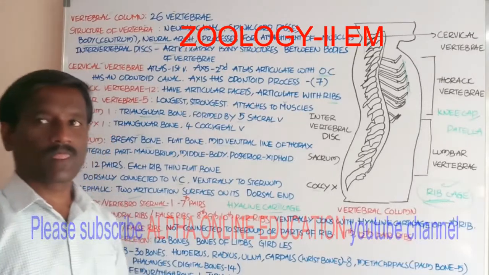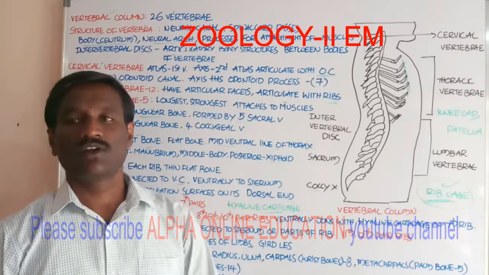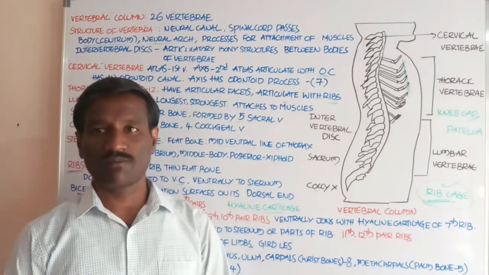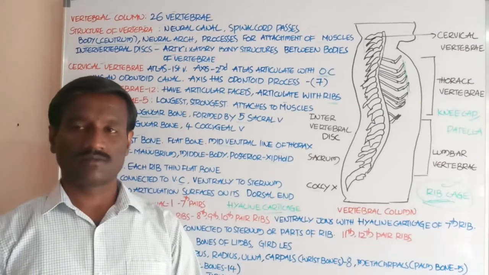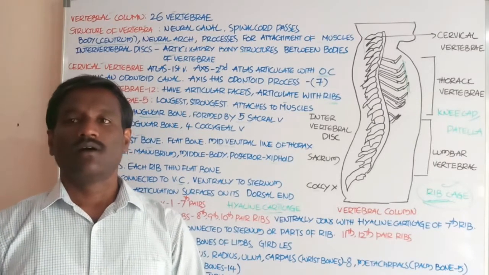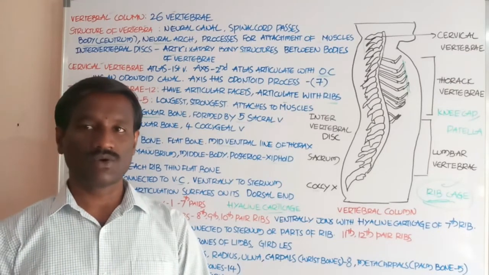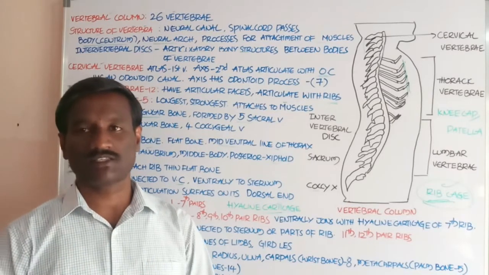Okay, student, let us discuss the vertebral column. The vertebral column is also called the backbone. It is one of the main features present in chordates. It is arranged in a mid-dorsal position in the body of human beings.